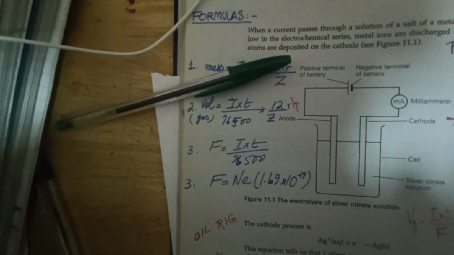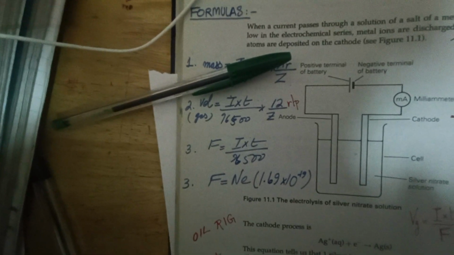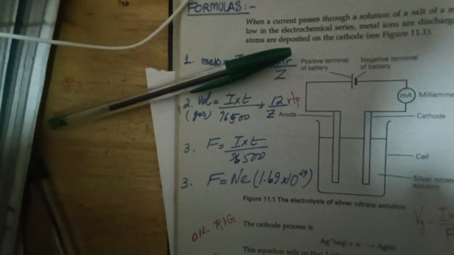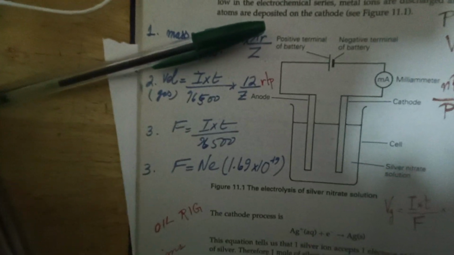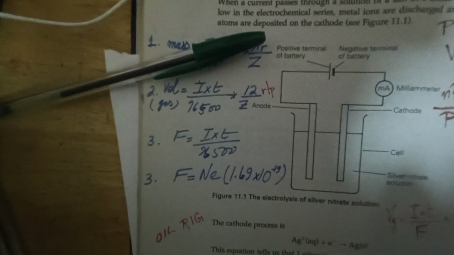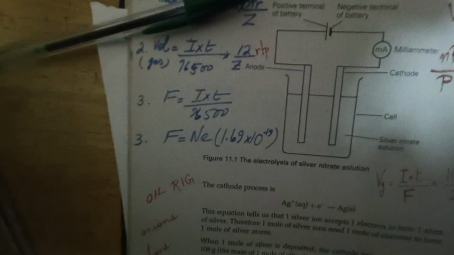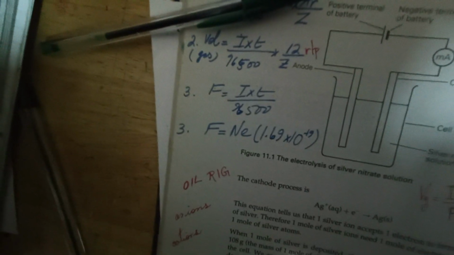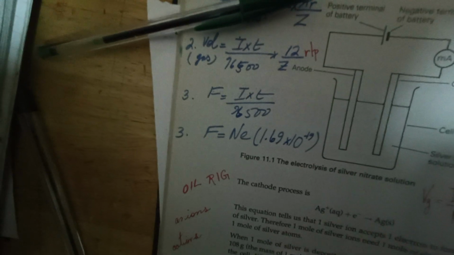And then F equals Q over the Faraday constant, and then you have F equals NE, and each E is 1.6 times 10 to the power minus 19 coulombs.